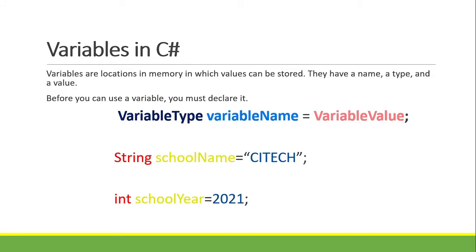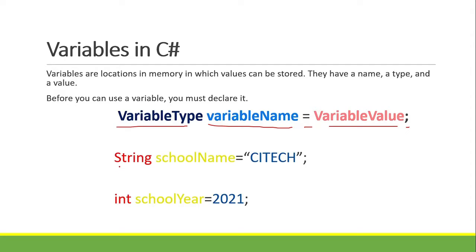So ano yung tatandaan natin na keyword in variables here in C#? Ayun ay yung variable type, variable name, equal, and then variable value. And also, don't forget the semicolon. So, the variable type, variable name, equals variable value, and then the semicolon.